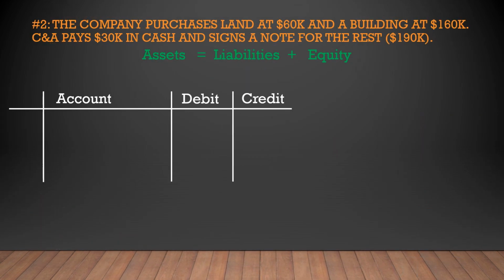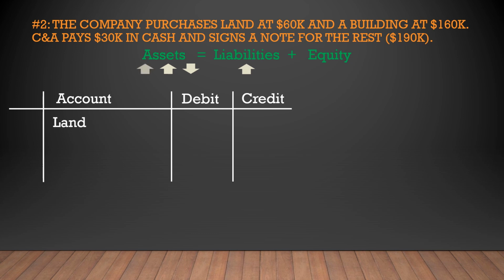Number 2. The company purchases land at $60,000, and a building at $160,000. CNA pays $30,000 in cash and signs a note payable for the rest. This transaction increased the company's land asset, increased its building asset, decreased its cash asset, and increased company liabilities.